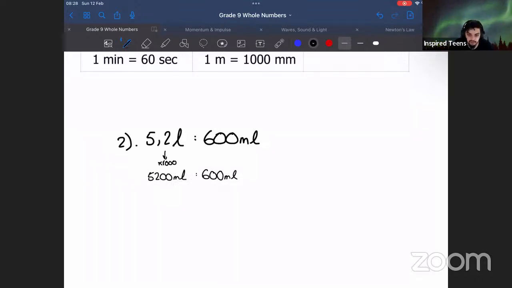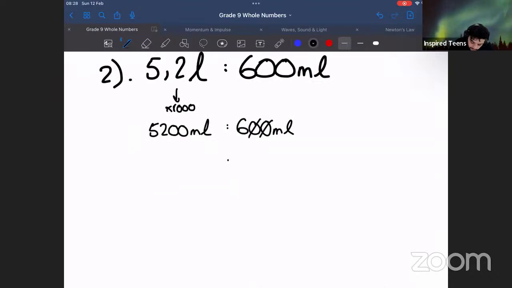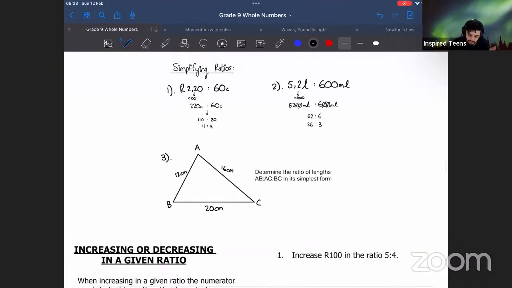So I'm going to choose to divide them both by 100. I'm going to get 52 is to 6. I can still simplify that by dividing by 2. And I get 26, of course, and 3. Okay, so simplifying ratios, it's quite simple, no pun intended.